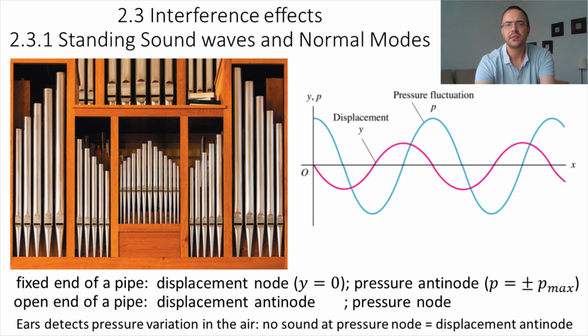Most detectors detect pressure fluctuations. So our ears detect pressure fluctuations. And so if we hear no sound, it means that we are at the position of the pressure node, which corresponds, in fact, to a displacement antinode. Now, the mouth of the pipe, where the musician will blow the air, is also an open end. So it will correspond to a pressure node, or also a displacement antinode.